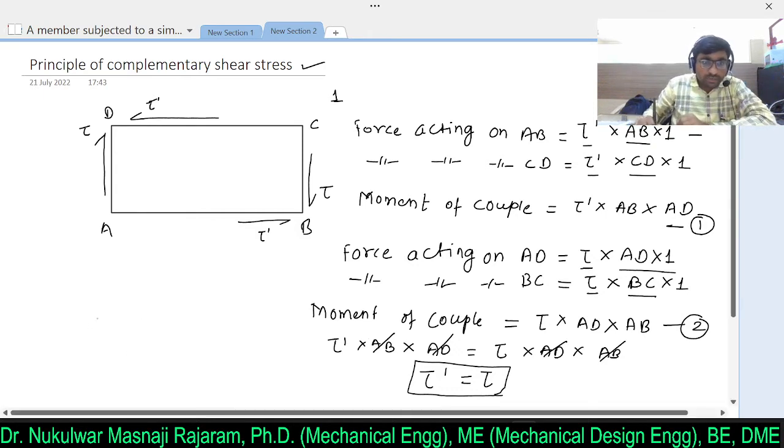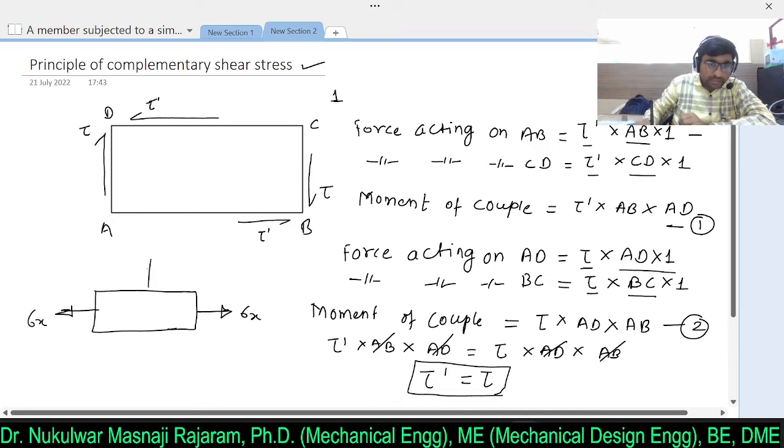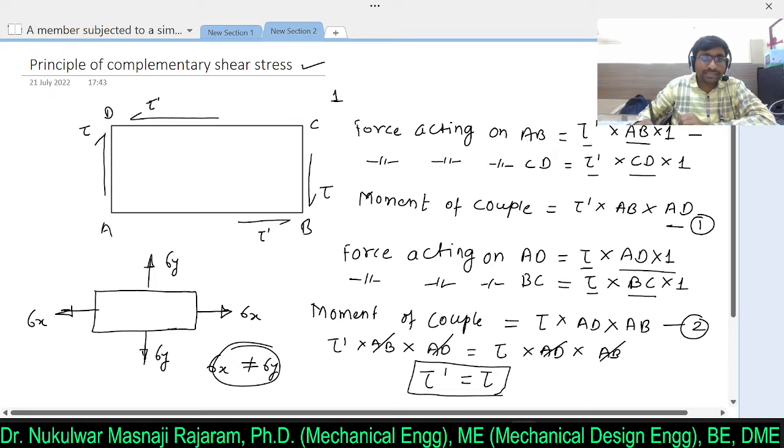In the previous case, what we have learned, if you recall, is that the stress acting in the x direction is sigma x, and the normal stress acting in this direction is sigma y. So these two stresses were different. However, if you observe the shear stresses acting on any plane, this shear stress tau will be equal to tau dash.